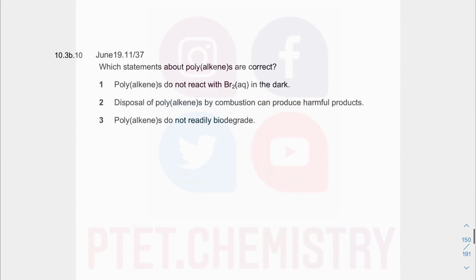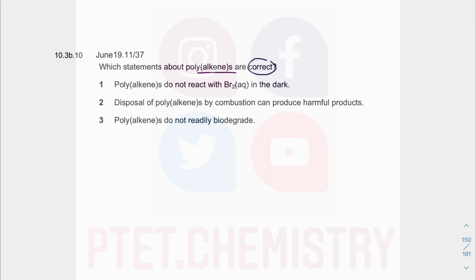This is the last question of this 5-question series on polymerization of polymers. In AS, that relates to just addition polymer. But of course, in A2, you continue further to condensation polymers. Yeah. Which statements about polyalkenes are correct?